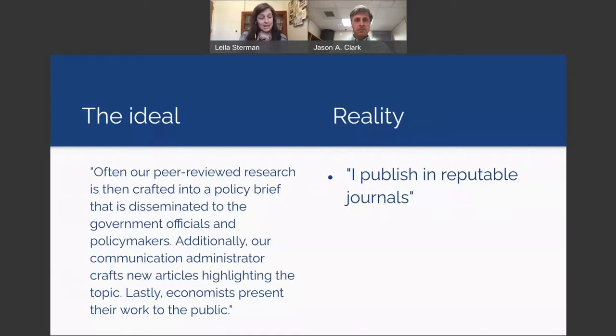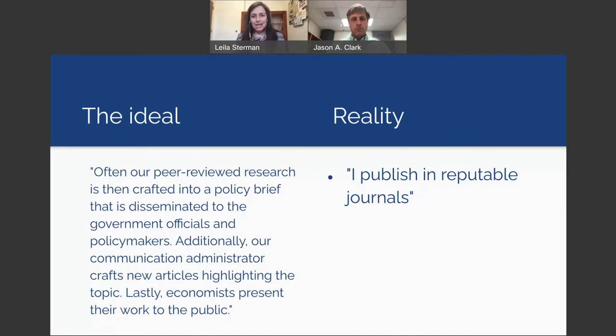So when we're looking at that next step, on the left again, we have an economist who has a suite of people working with them. It's a very well-resourced department, and they say that their research is crafted into a policy brief and disseminated, and then a communication administrator crafts new articles that highlight the topic, and then a third layer of other economists present their work to the public. So that's layers of resources that most of us don't have.